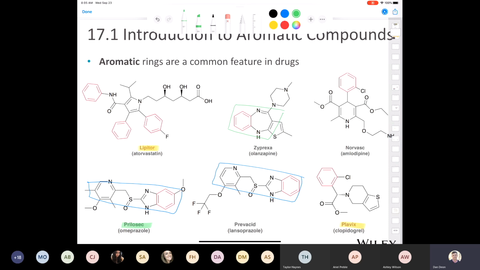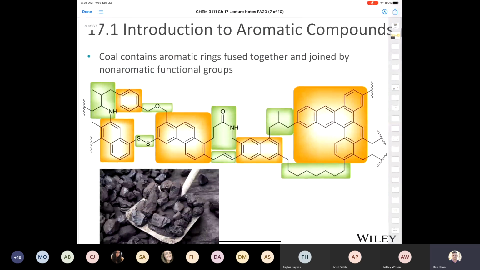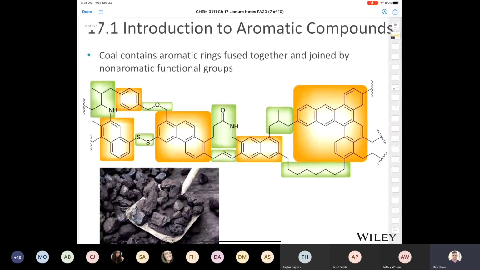A seasoned chemist will be able to look a lot of times at skeletons and be able to say, well, this kind of drug might be used as a CNS drug. This one might be a diabetes drug, and so on and so forth. Anyhow, aromatic rings are found everywhere. They're even found in the coal that's underneath the topsoil on our planet. It says coal contains aromatic rings that are all fused together and joined by non-aromatic functional groups.